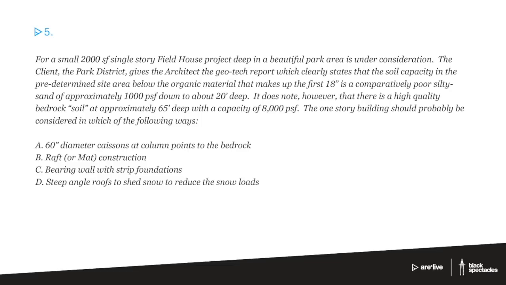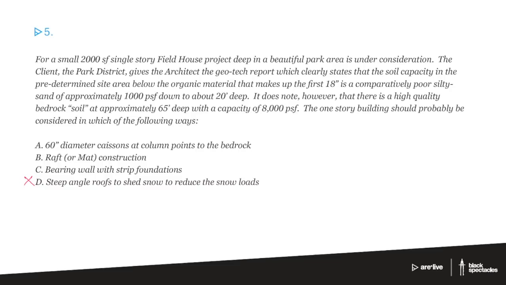The one-story building should probably be considered in which of the following ways? A, 60-inch diameter caissons at column points to the bedrock. B, raft or mat construction. C, bearing wall with strip foundations. D, steep angle roofs to shed snow to reduce the snow loads. Well, depending on the climate and the location and everything, D certainly seems plausible, but that's not really the answer that's the sort of most meaningful of possibilities here.